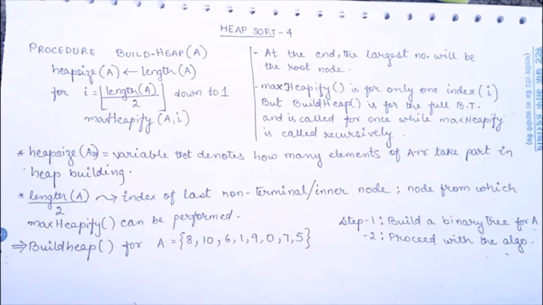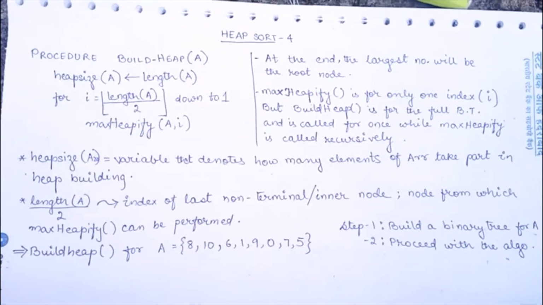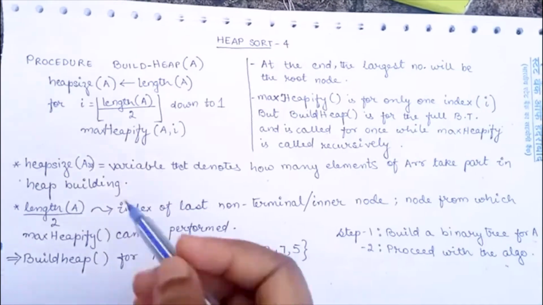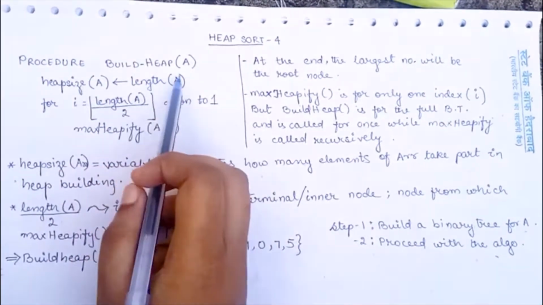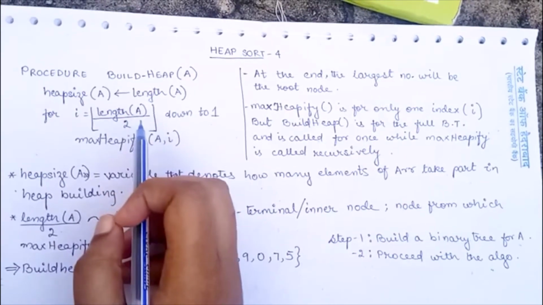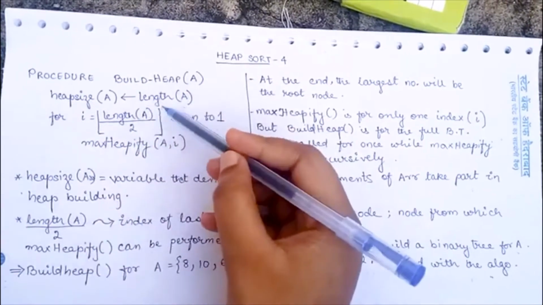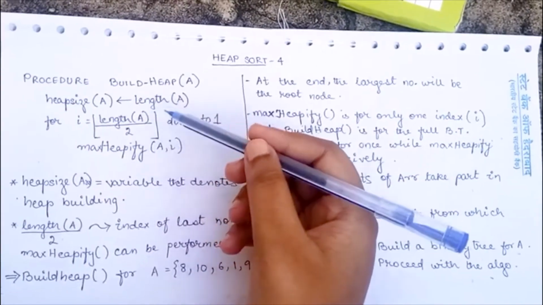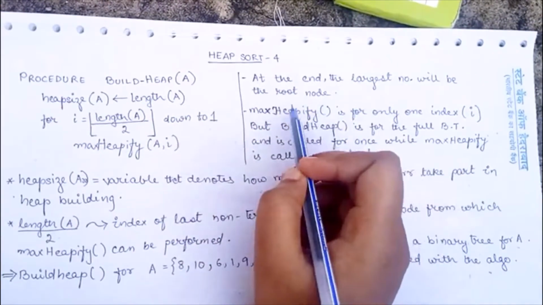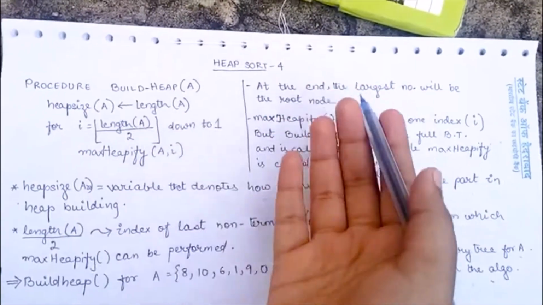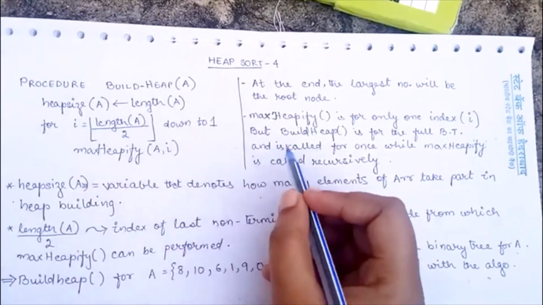This video is about build heap, the second function in heap sort. So this is the procedure for build heap. Here the largest number will be at the root node. After we do this, a max heap will be created and the largest number will be its root node, or it will be at the first index.